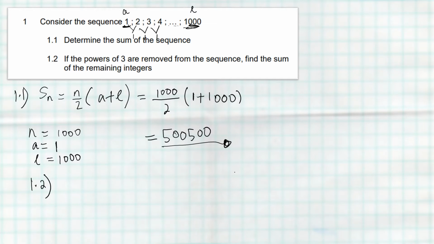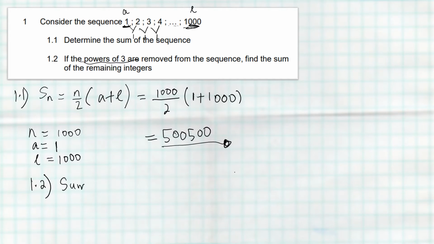1.2, the question that I really want us to focus on, says if the powers of 3 are removed from the sequence, find the sum of the remaining integers. This is a bit of a tricky question, where you have to find the sum with a restriction. I call this solving arithmetic and geometric sequences with given restrictions. The restriction is that the powers of 3 are being removed from the sequence, so find the sum of the remaining integers. How can we do that?